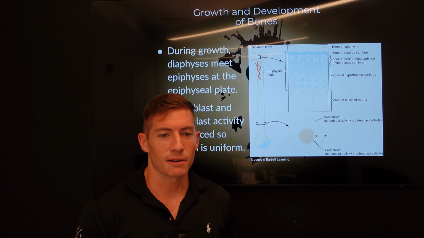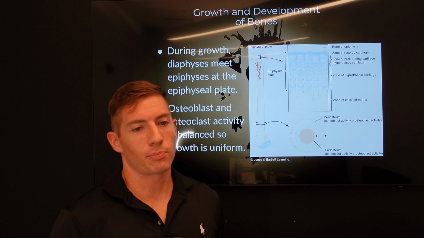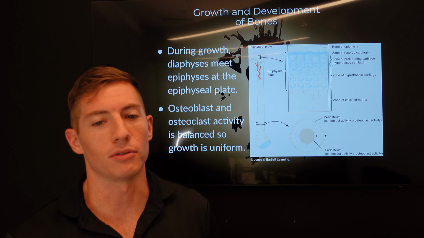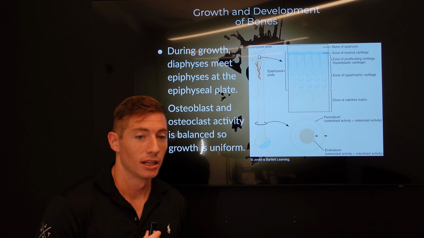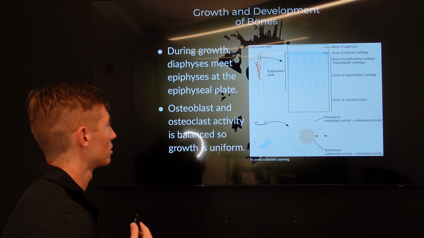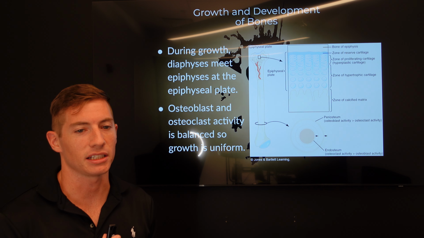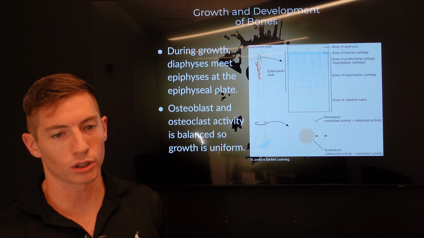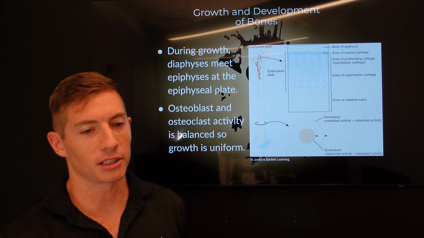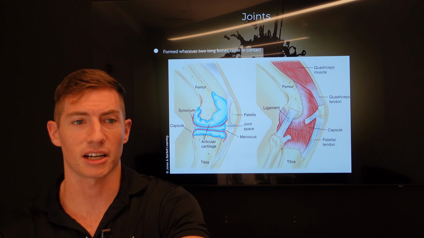When the bones are growing, the diaphysis meets the epiphysis at the epiphyseal plate. Growth depends on good nutrition and several hormones, including human growth hormone, thyroid hormone, estrogen, and testosterone. After the epiphyseal plate experiences closure, the long bones can no longer grow. Osteoblast and osteoclast activity is balanced, so that the bones grow with uniformity. Bone development, growth, and repair are influenced by heredity, nutrition, hormones, and exercise.